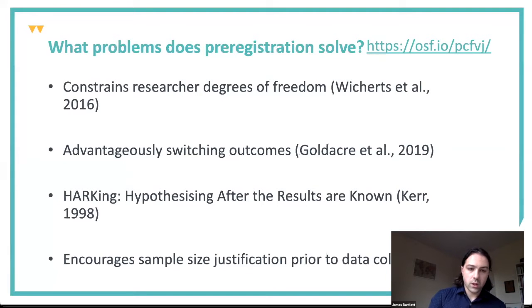So we're trying to solve different types of problems with pre-registration. Over the last decade or so, research has highlighted specific problems with research processes, having these research degrees of freedom, these decision-making aspects. What do you use as your dependent variable? How do you process your data? How do you identify outliers?